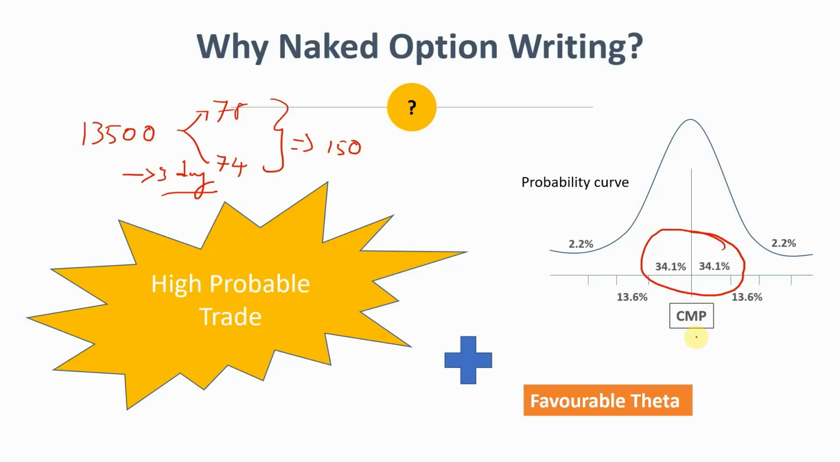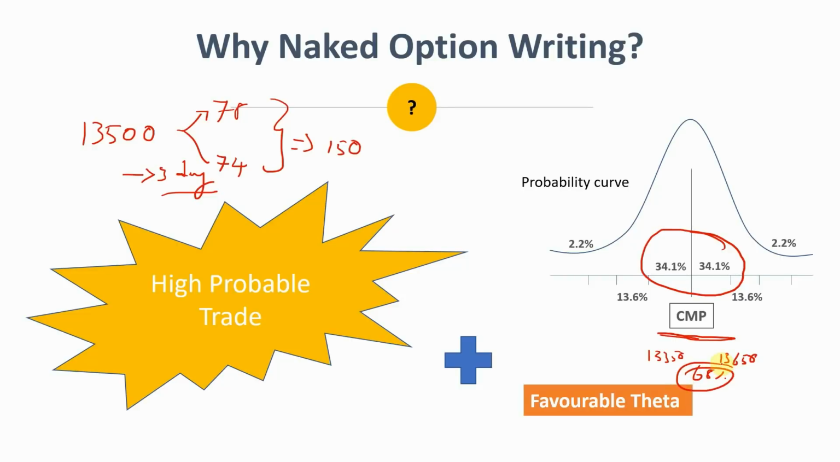From the current market price, 150 rupees on this side and 150 rupees on this side. So the probability of the market to be within 13,350 to 13,650 is around 68% chances.